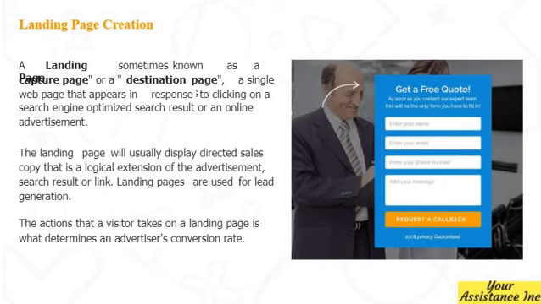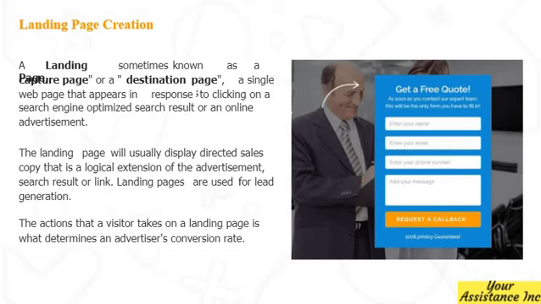So when you run ads, most times people say learn more. To learn more, click. So when you click, you take them to the landing page. If you are selling something, you probably have a display of the things you're selling with more details of what that product is. As we have said here, the landing page will usually display directed sales copy that is a logical extension of the advertisement, and tells us more of the advert you're running.